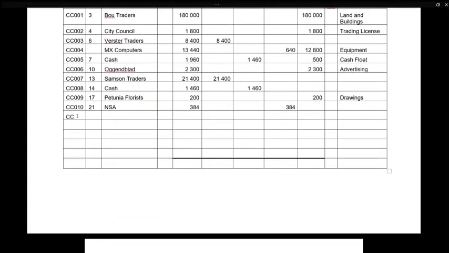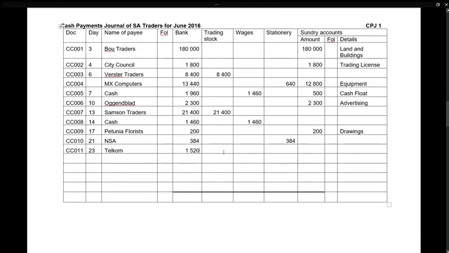Check counterfoil 011. This took place on the 23rd and we are paying money to Telkom. The amount we are paying them is 1,520 Rand, and that's for the telephone bill. They did not provide a column for the telephone account, and therefore we go and put it in our sundry account.